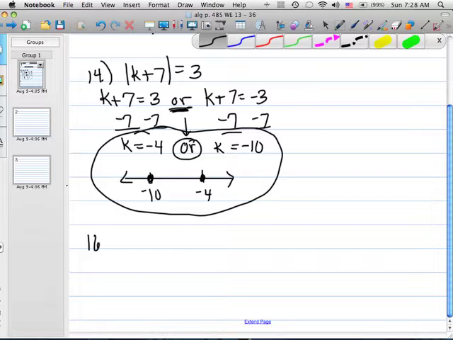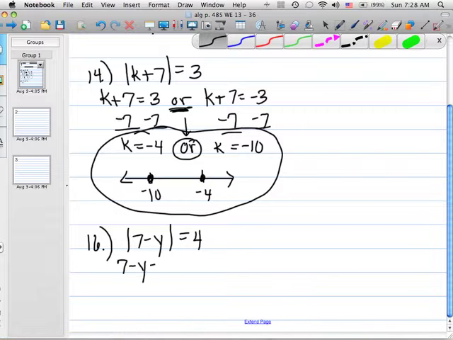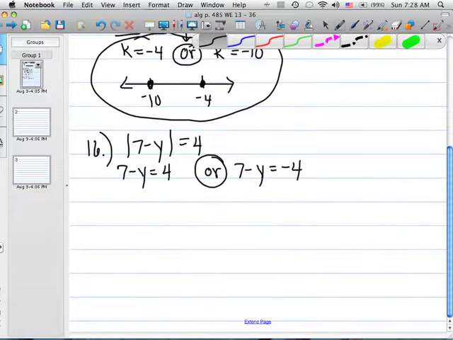Number 16, we have the absolute value of 7 minus y equals 4. Another 2 dots are bull horns. So we can have 7 minus y equal 4, or we can have 7 minus y come out to be -4. Make sure you put the or in. Let's solve for y here. Subtract 7 from both sides. We get -y equals -3. Multiply by -1, y equals +3.